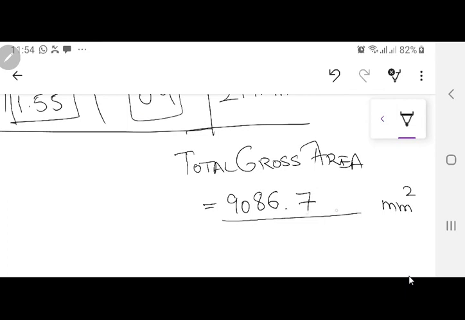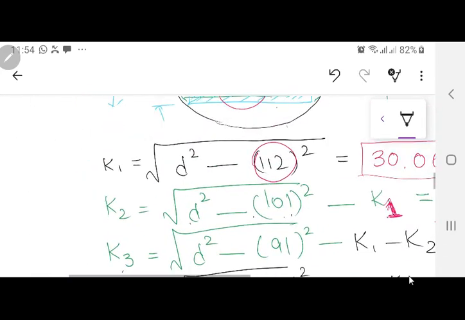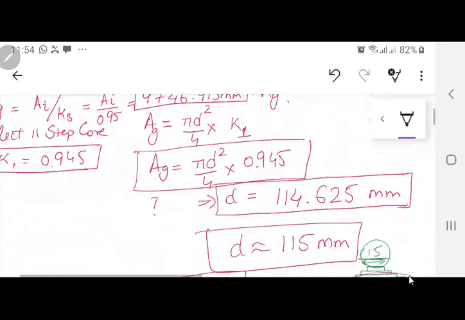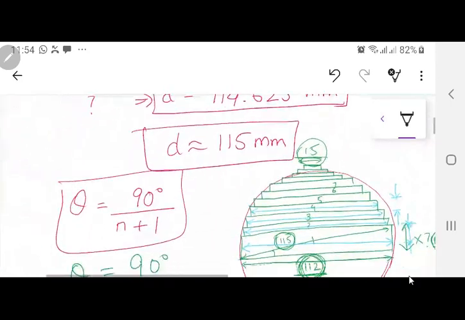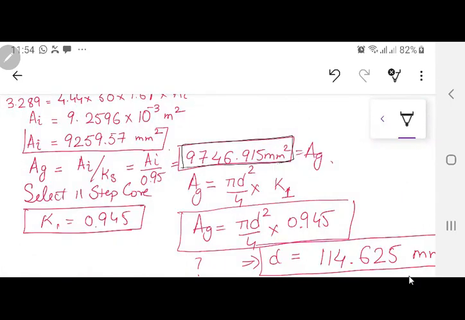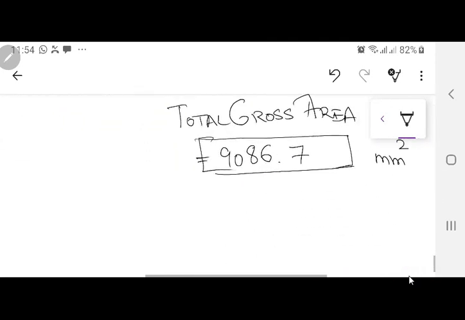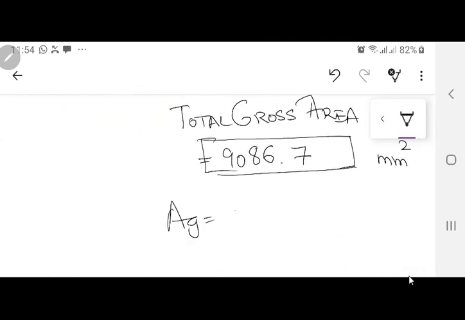ओके, so this is your gross area which you are getting. Now let me go back. What was the gross area we calculated at that time? 9746.915. Let me write it down over there. The gross area required was 9746.5 mm square.